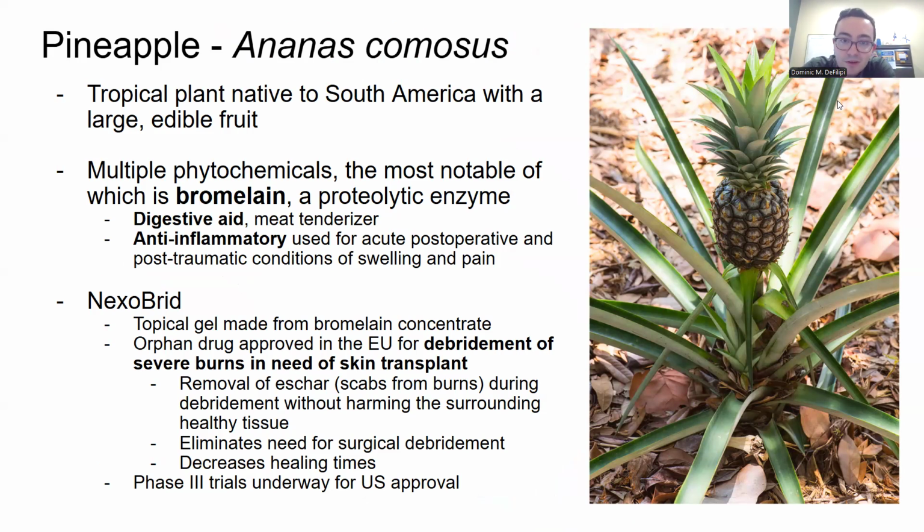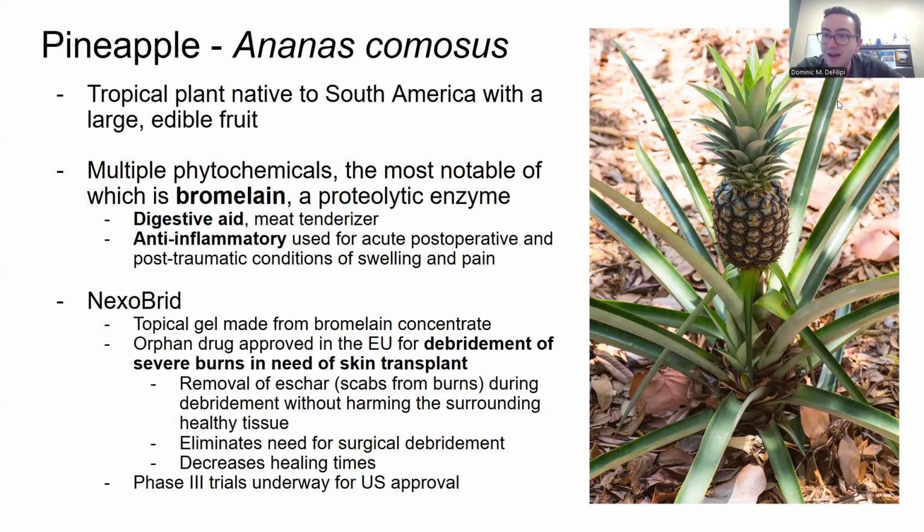It has multiple phytochemicals, the most notable of which is bromelain, which is a proteolytic enzyme, meaning it breaks down protein naturally. So what did the native people of the Caribbean and South America figure out? Well, it's a perfect meat tenderizer. They didn't know exactly how it works, obviously they didn't know it was bromelain and proteolytic, but they knew that if they soaked their steak, their beef, their chicken in pineapple juice, it tenderized the meat.